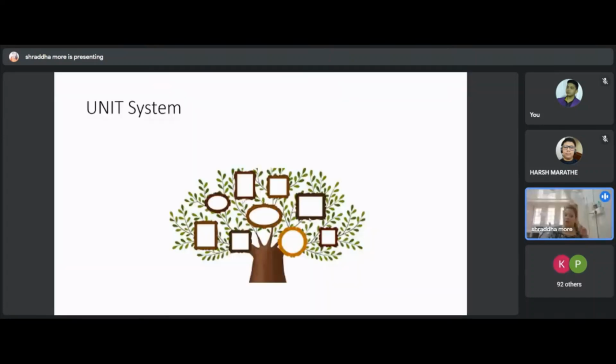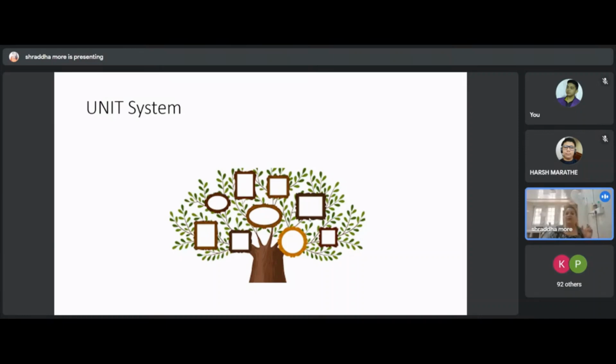So coming to the unit system. When you get a posting, for example, in medicine in KEM or in any hospital, you will be posted in a particular unit in that department. Now in medicine at KEM Hospital, we have 6 units. So there will be 6 heads of units, and you will be posted in one of them. Let me give you the example of my unit, which is the MY Narkar unit.